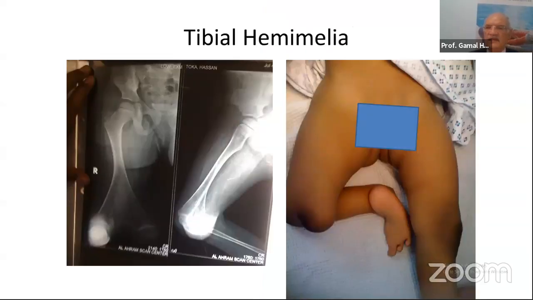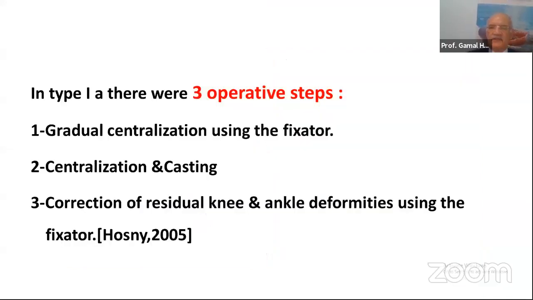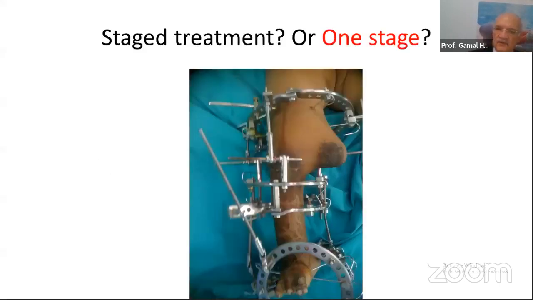An example of deformity is tibial hemimelia, complete absence of the tibia. In such a case, we have a bifid lower femur. We use 3 operative steps: gradual centralization using the fixator, centralization and casting, and the correction of the residual knee and ankle deformities using the fixator. We were the first to publish conservative treatment of tibial hemimelia, in 2005. This publication was 15 years ago.